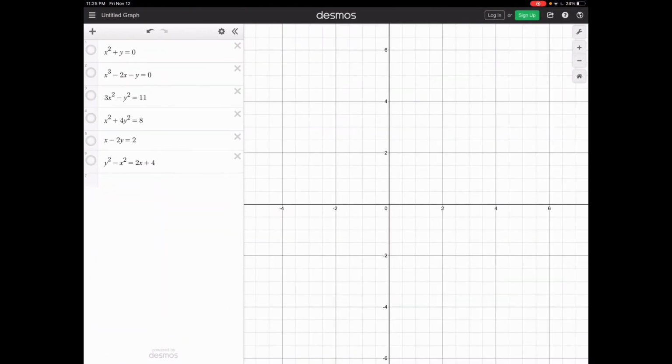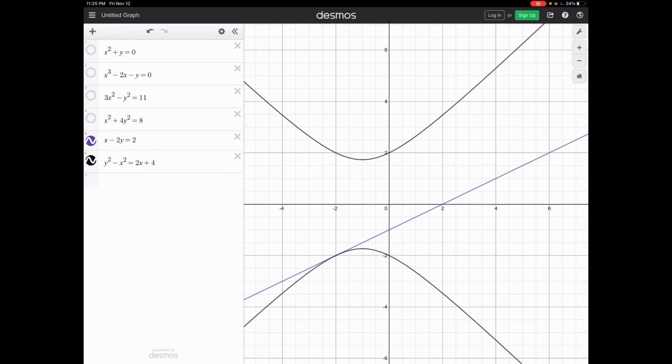I've actually gone ahead and put in those two equations that we were just working with, x minus 2y equals 2. So that is a line. And y squared minus x squared equals 2x plus 4. So when we tap on one of these equations, we see, sure enough, that these two only have one point in common. And there it is, the point (-2, -2).